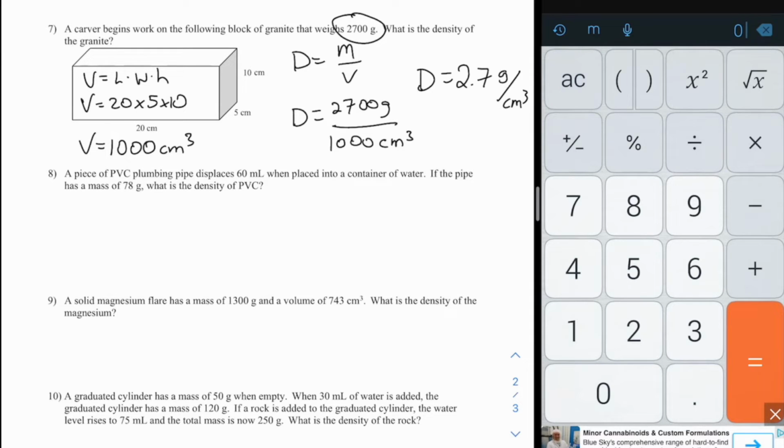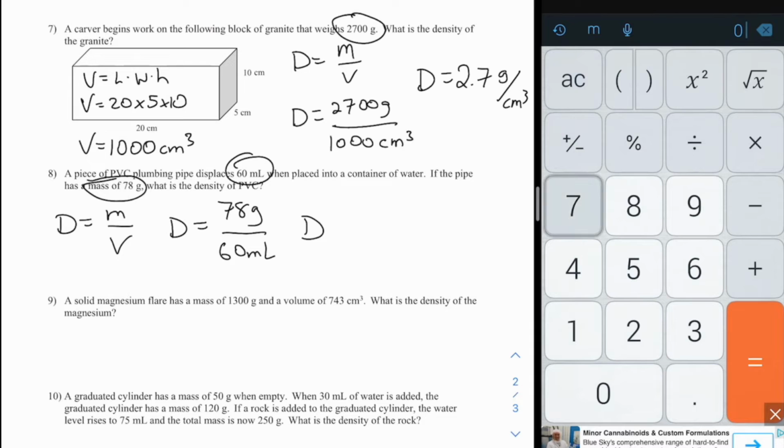Okay, a PVC pipe displaces 50 milliliters of water when placed in water. Okay, so that's my volume, and this one says mass. So calculate the density. Density equals mass over volume. Density equals mass, 78 grams. Volume, 60 milliliters. So 78 divided by 60 equals 1.3 grams per milliliter for the density of that PVC pipe.